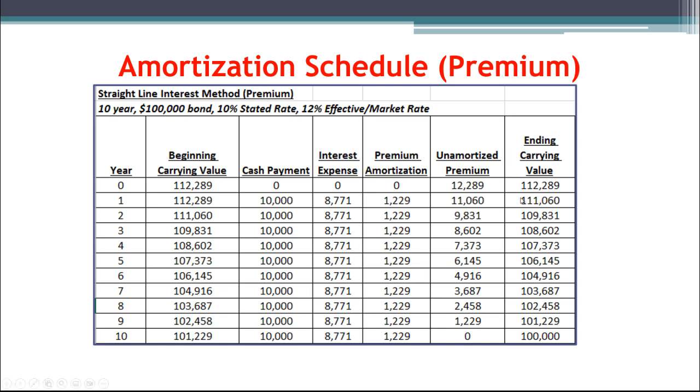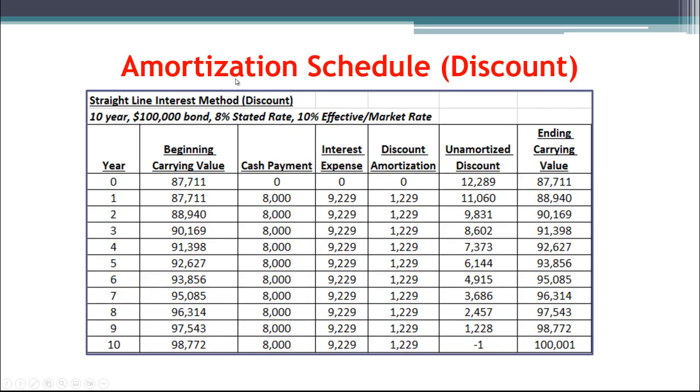This is a premium. The unamortized premium starts at the high amount, and obviously over time we use that up, but that premium caused the carrying value to be at a higher amount as well for the bond overall, and eventually after we amortize that premium, we'll get it down to exactly $100,000 at the end of this bond's life. If this was a discount instead, again, our carrying value would start out low, and we'd work our way up to the face value. Now notice there's that extra dollar here.